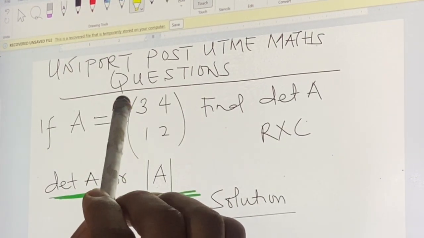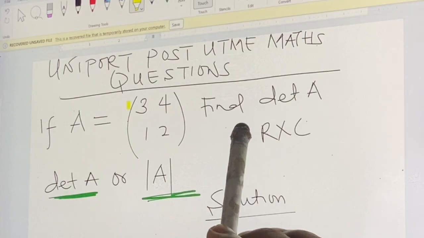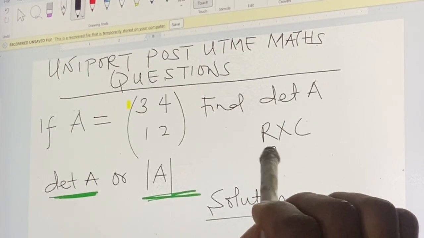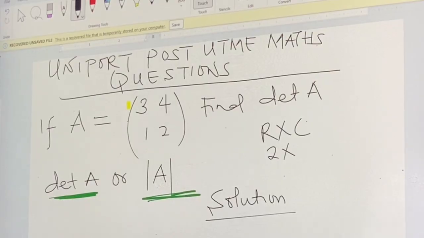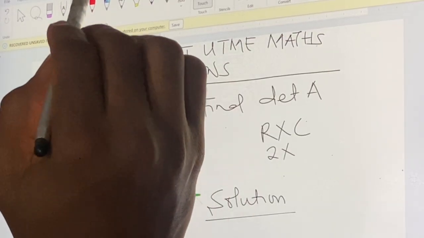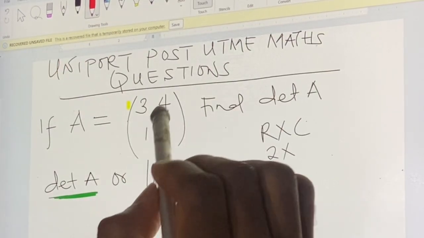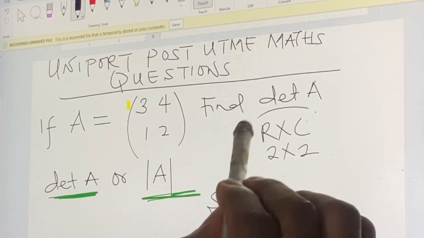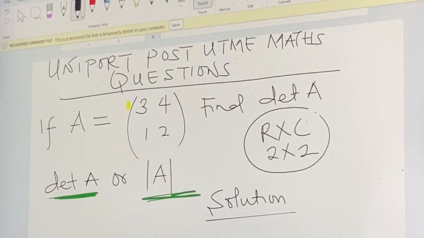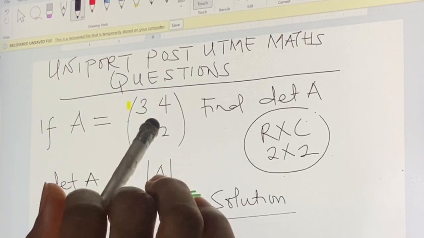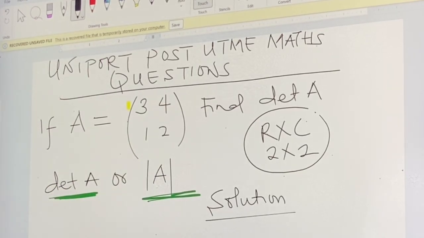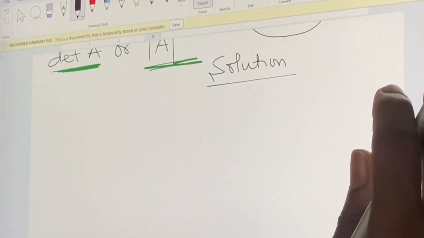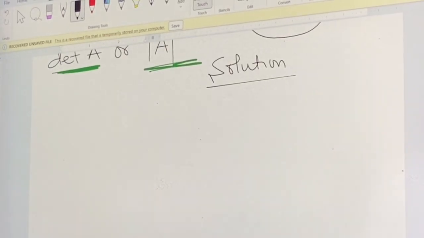The horizontal lines are the rows. That is 1, 2, so the rows here are 2. The columns are the vertical parts, 1, 2, so this is 2 as well. So this is called a 2 by 2 order of matrix. Please take note.